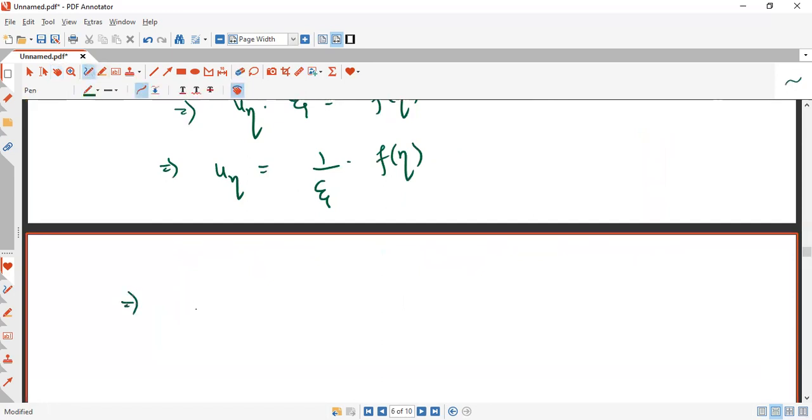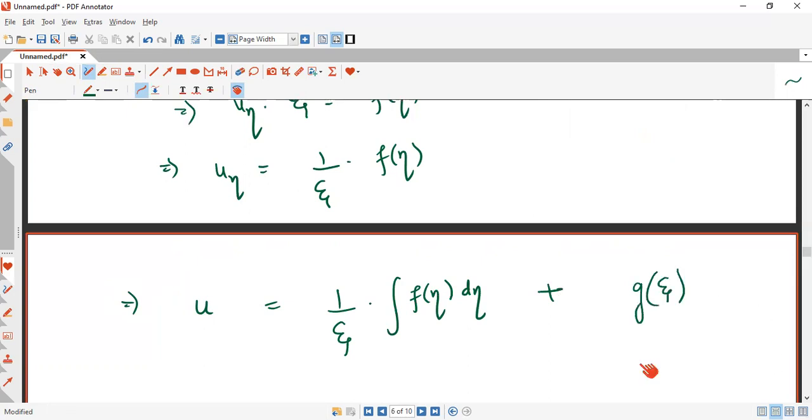Integrate with respect to eta, it will become u in terms of xi and eta. We are integrating with respect to eta, so xi will be constant, 1 upon xi will come out. F of eta, you are integrating. So I have to integrate whatever f of eta is with respect to eta, plus some constant, and the constant is a function of xi, right?